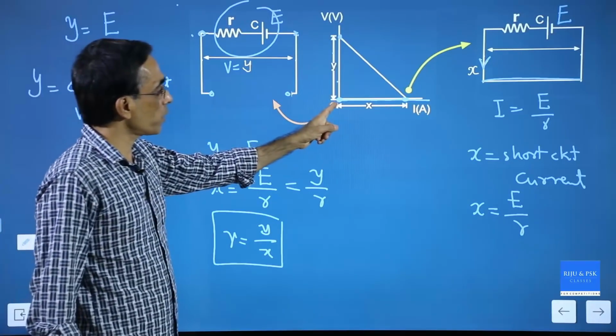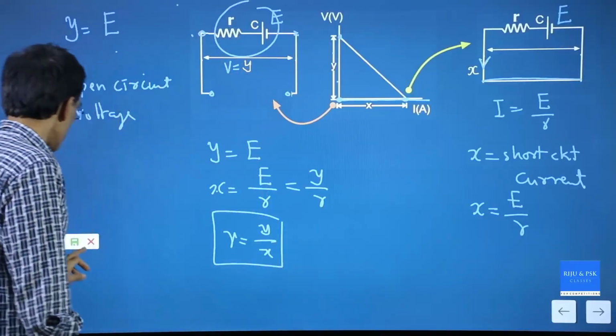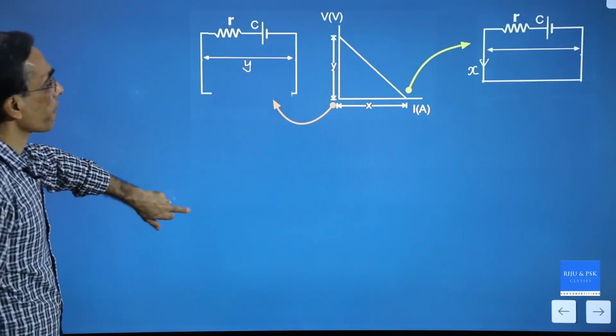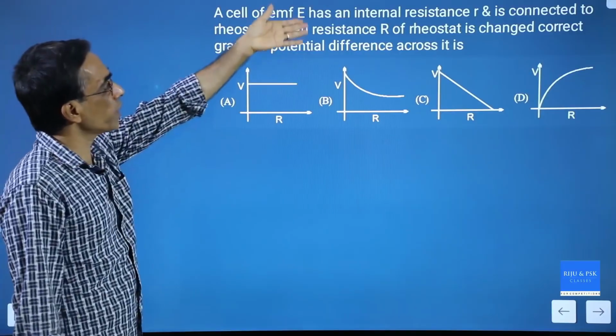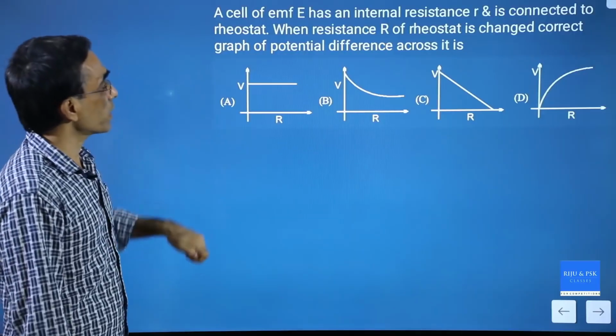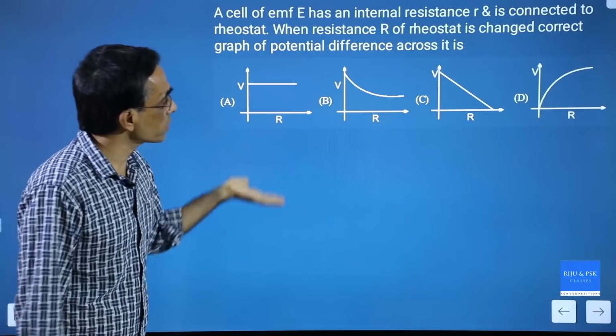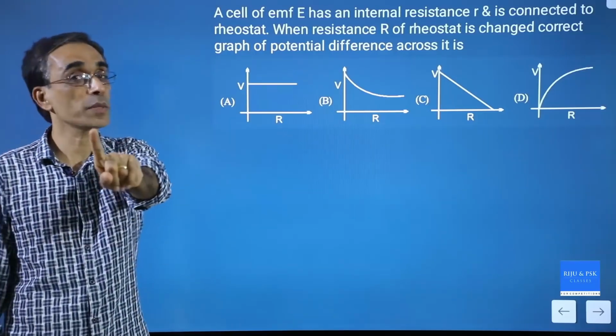What is this point? Why is this open circuit? Why is this short circuit, etc. Okay. A cell of EMF E has an internal resistance connected to a rheostat. When the resistance R of the rheostat is changed, the correct graph of potential difference across it is asked in the CBSE board examination.